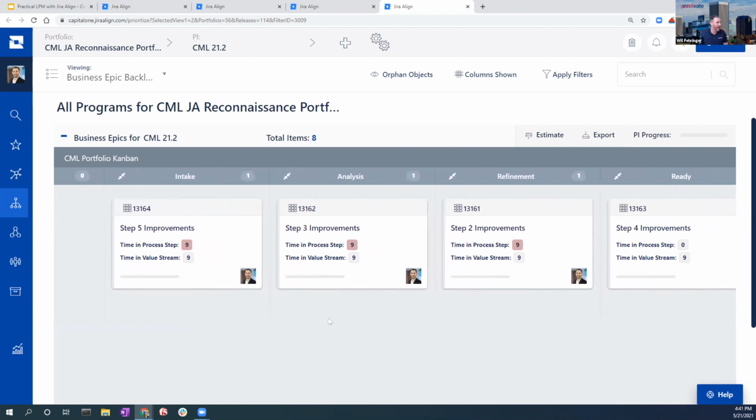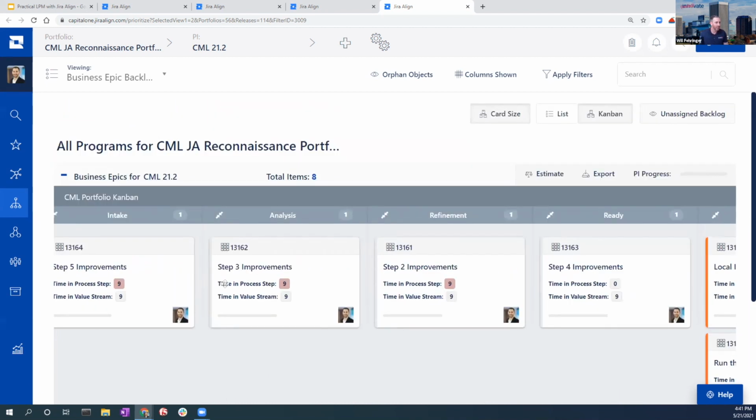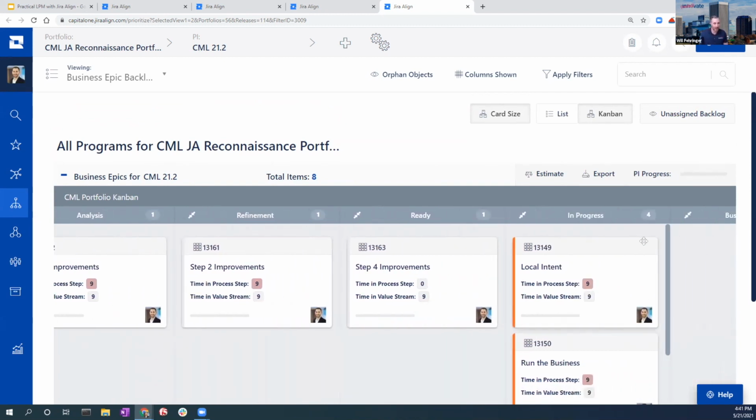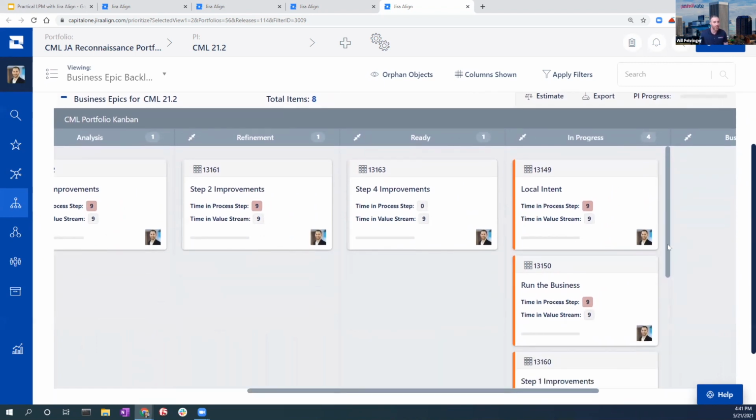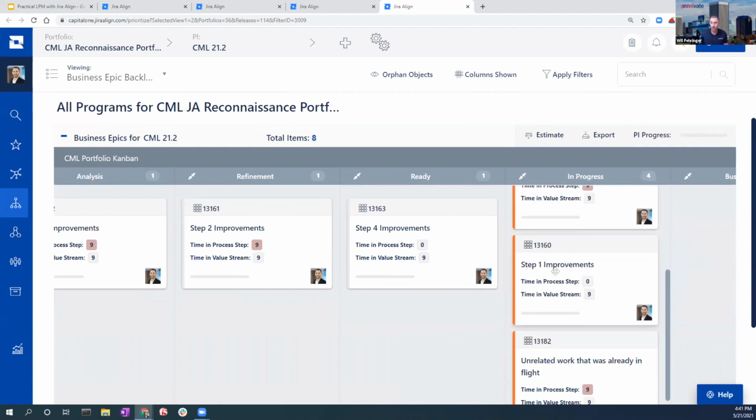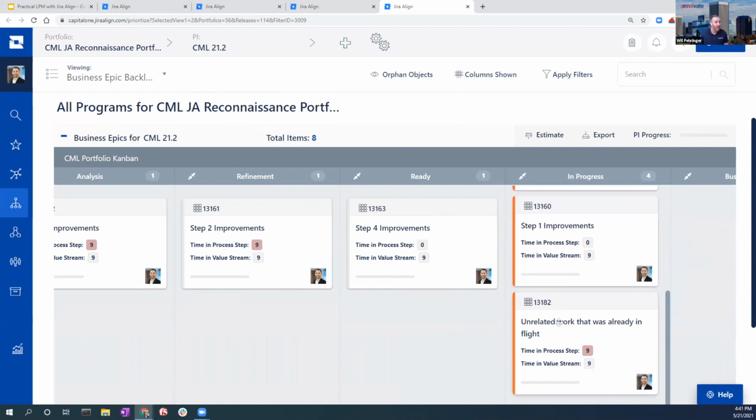So you can see that step 5 is still in the intake. Step 3 still needs some analysis. Step 2 is in the refinement. Step 4 is actually ready to go. And then you can see all the things we have in progress here. I'm going to come back to this, but note how we've got our local intent. We've got to run the business. Step 1, improvement, the one that's relevant to our strategy and portfolio objective, is hidden way down here, but it is still here in progress. And then we've got some unrelated work that was already in flight, so we may as well finish that up. That's also still in progress.